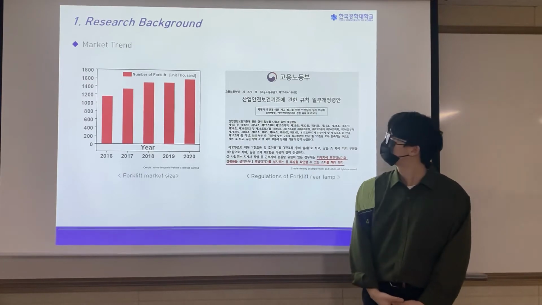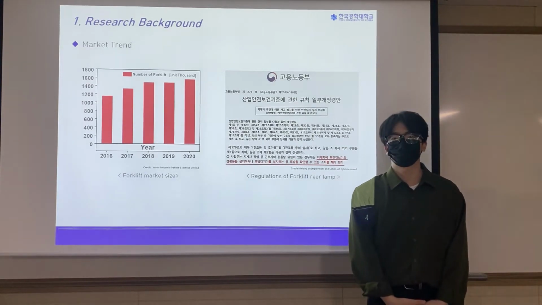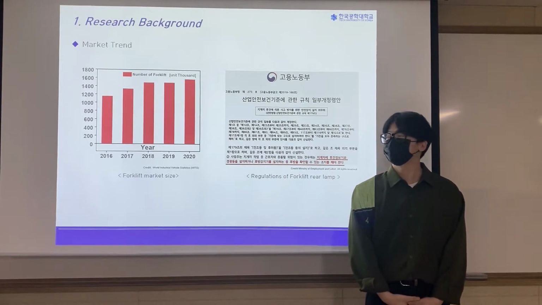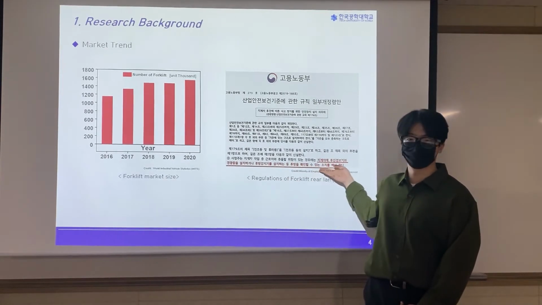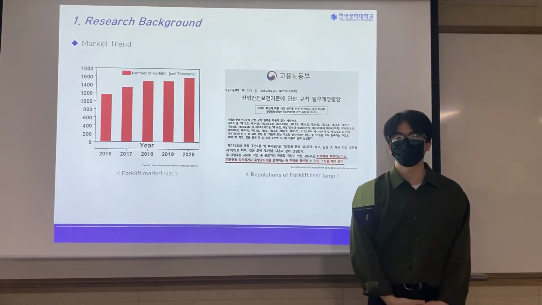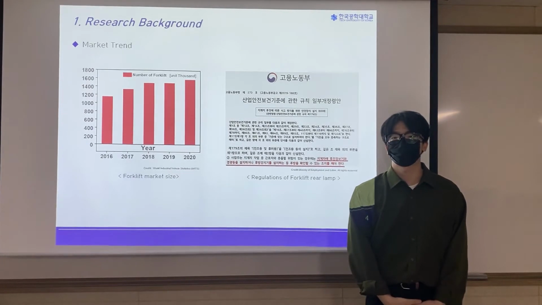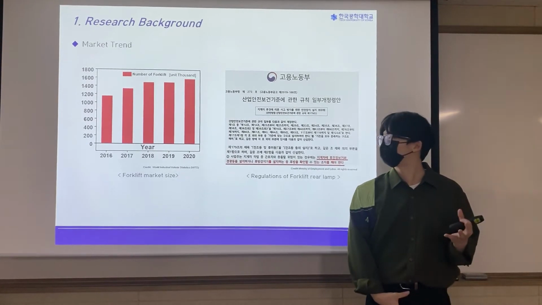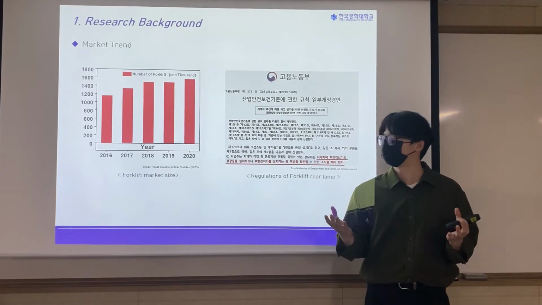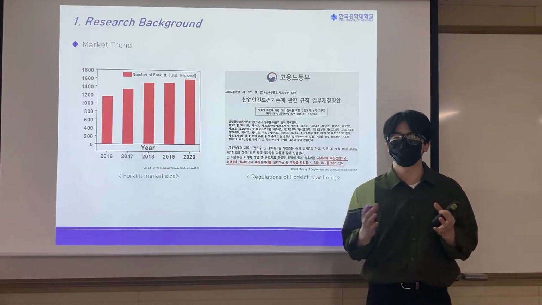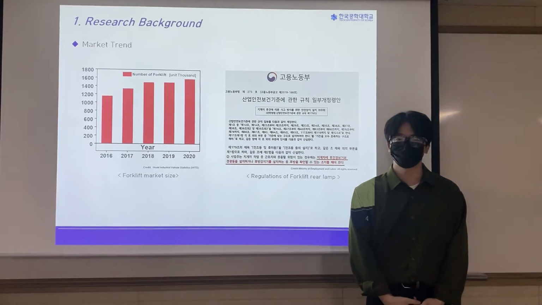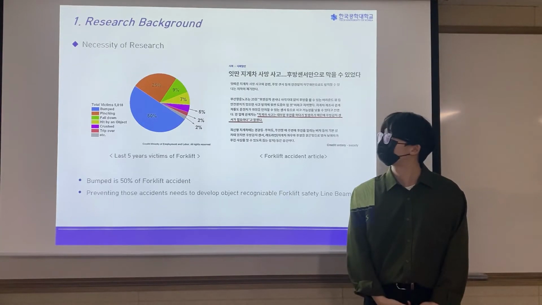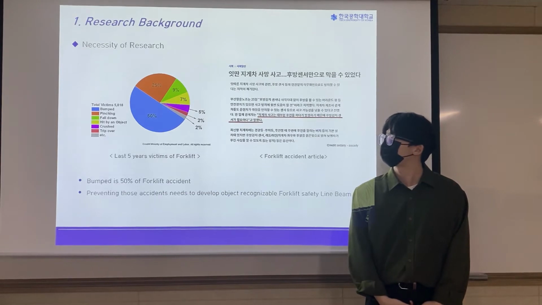It increased by about 40% in 2020 compared to 2016. And look at the underlined part on the right. You will find out forklift safety regulation is becoming stricter. So based on two data, the increasing number of forklifts and stricter regulation, we thought the forklift safety line beam is marketable.